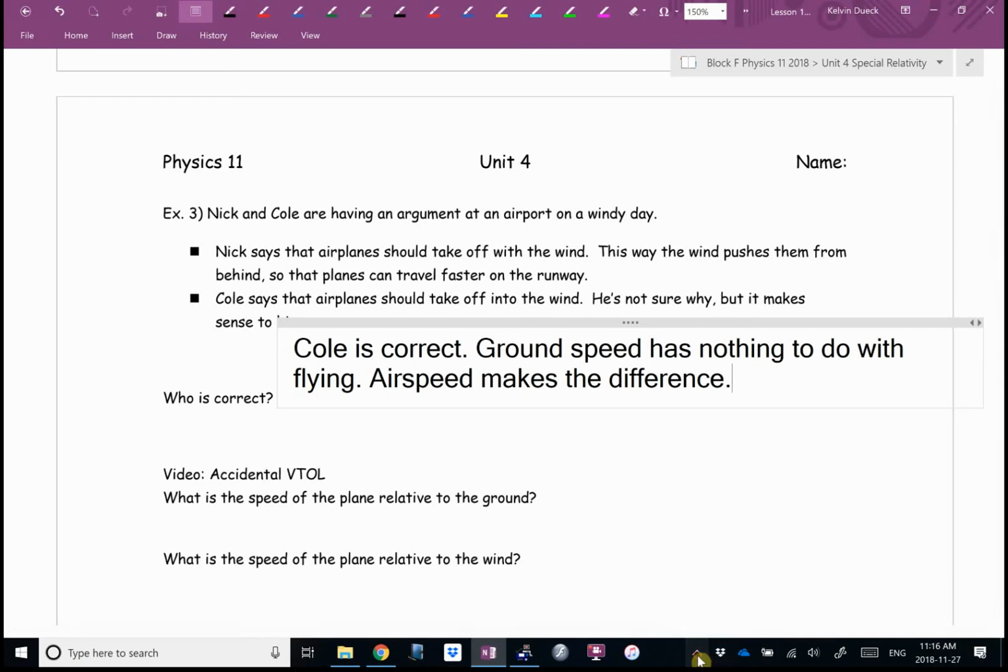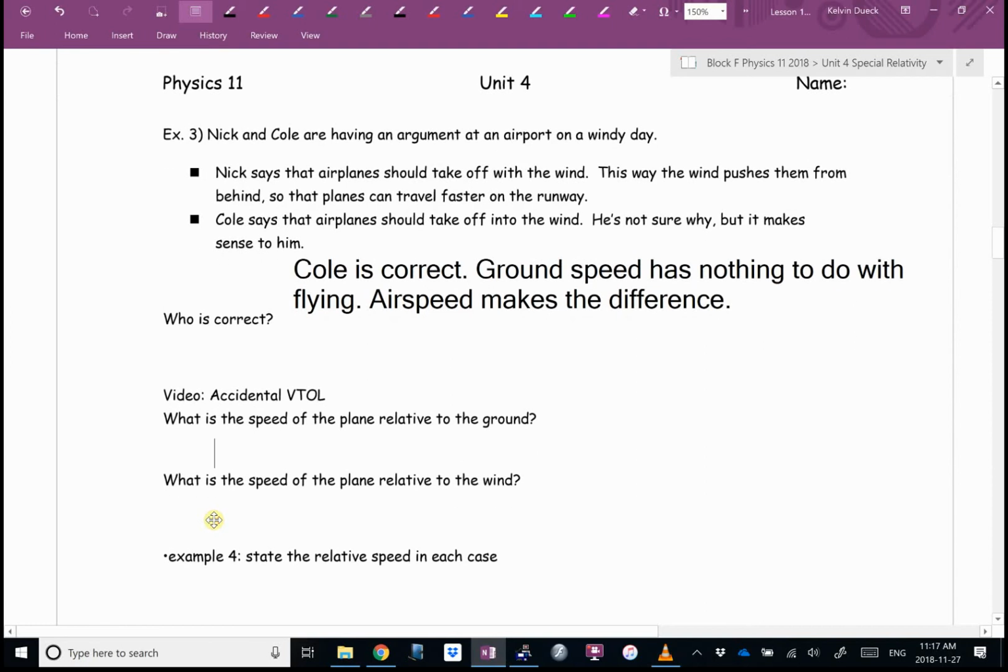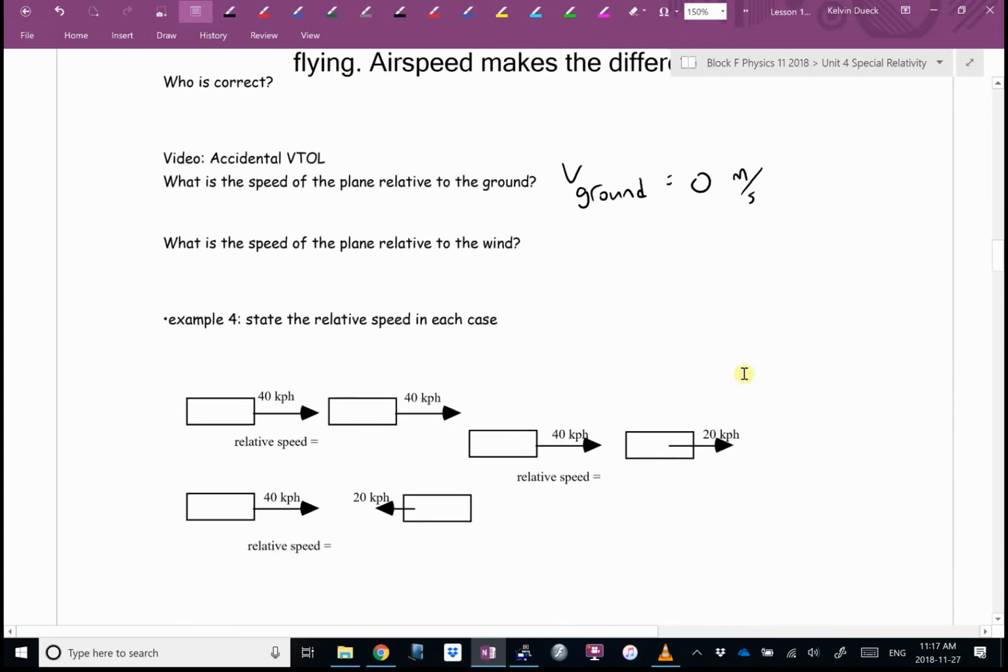Put your pencil down, look up. Video that you just saw, what was the speed of the plane relative to the ground? The ground was 0 meters per second. What was the speed of the plane relative to the wind? The wind was takeoff speed. Whatever that was, I don't know, but I can tell you, as far as the plane was concerned, it was traveling through the air.